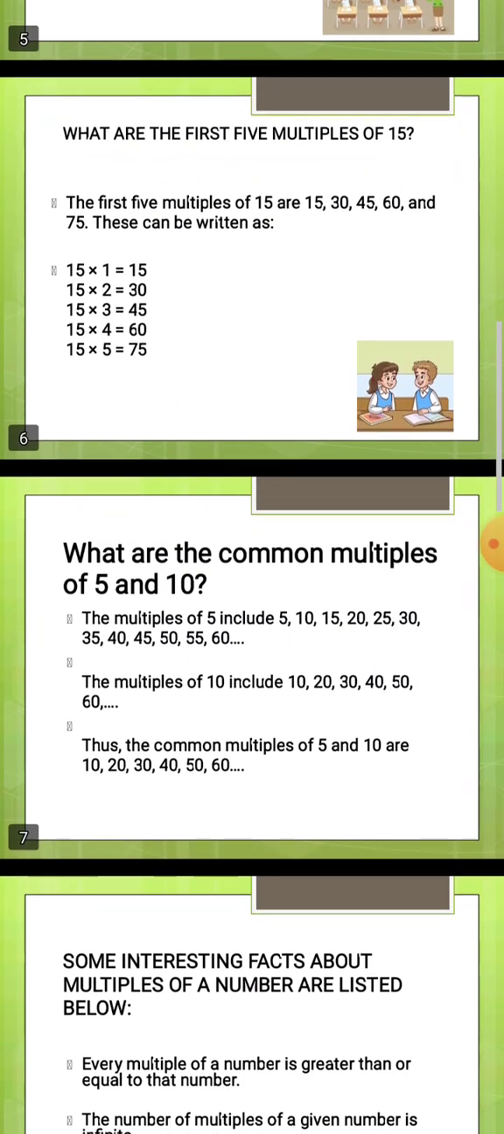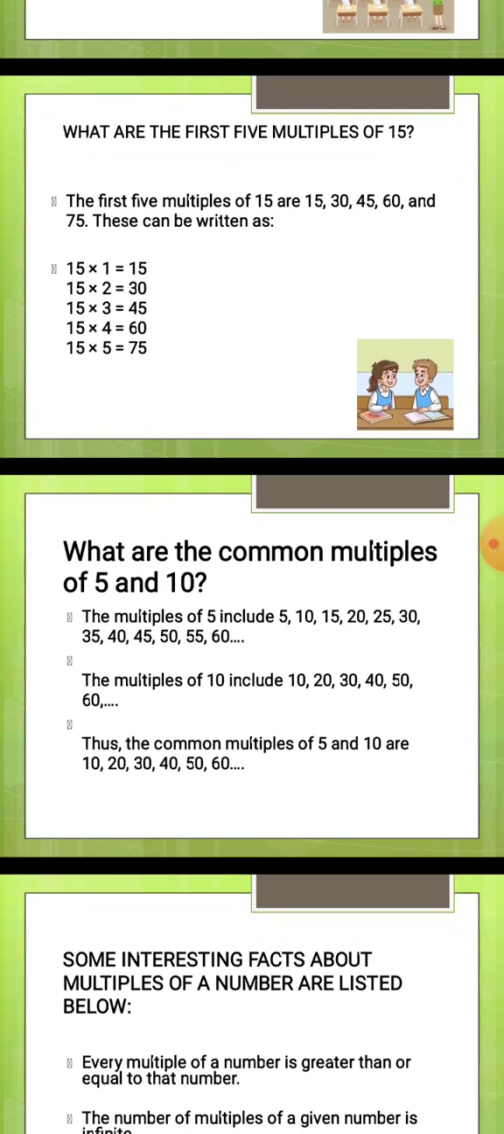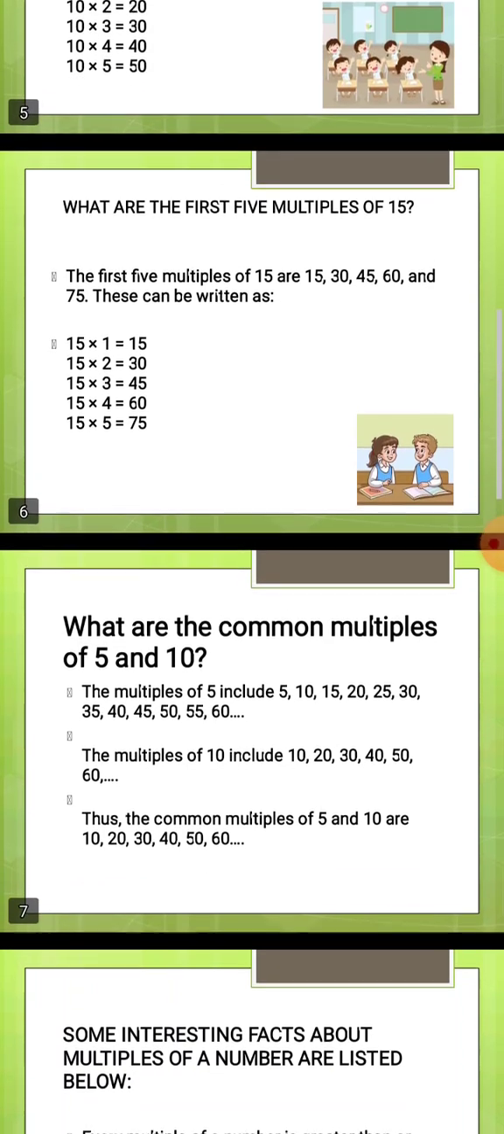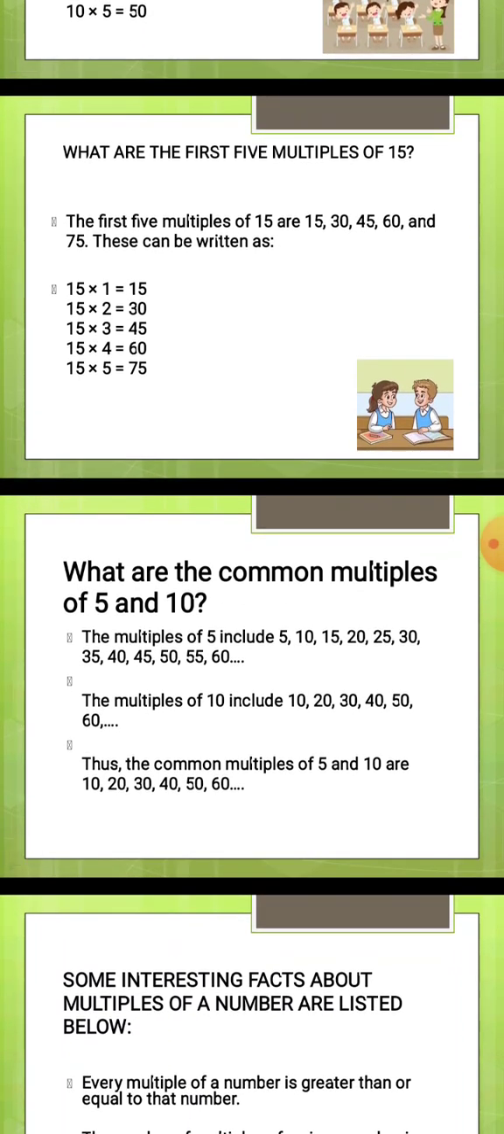Let's do the second example. What are the first 5 multiples of 15? So what children, what will we do here? We will multiply 15 with 1, 2, 3, 4 and 5, because the first 5 natural numbers are 1, 2, 3, 4, 5. So 15 into 1 is equal to 15.